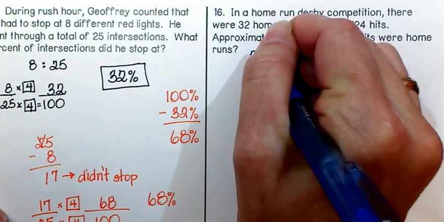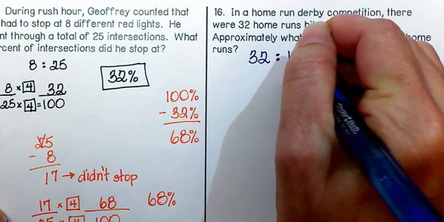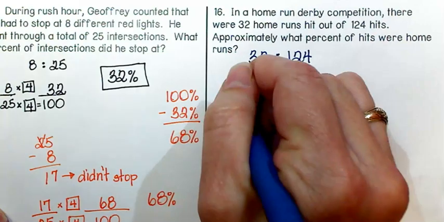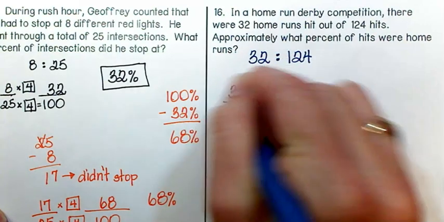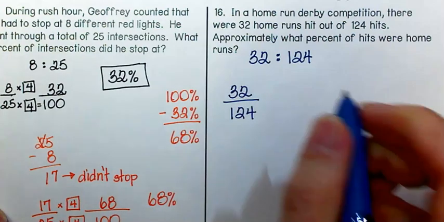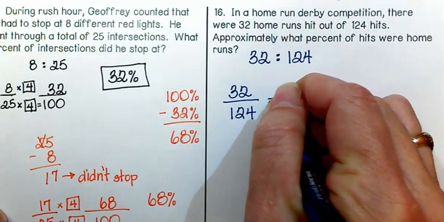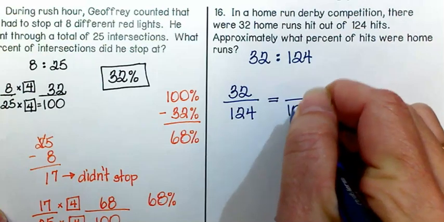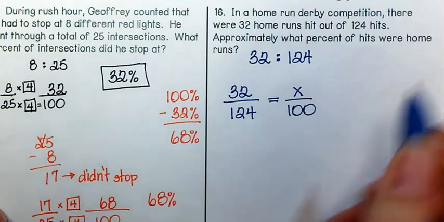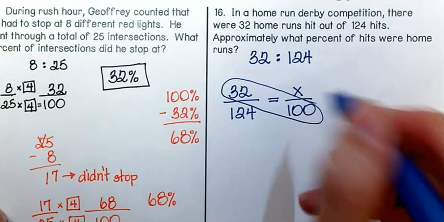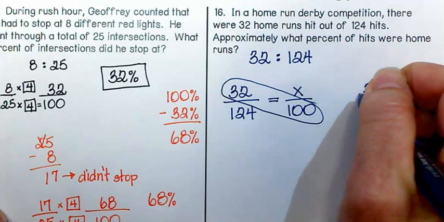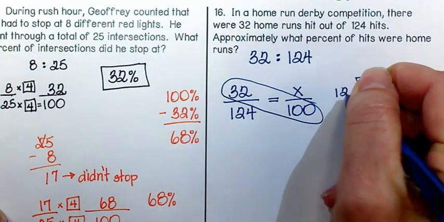So 32 out of 124 were home runs, okay? We can say 32 out of 124. I can say, hey, make this equivalent to a percent fraction. Okay, I can do it that way. These two would multiply together, and that would give me 3,200. And then I would have to divide that by 124.